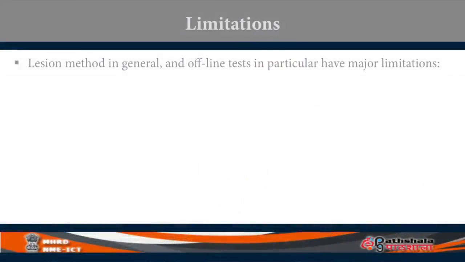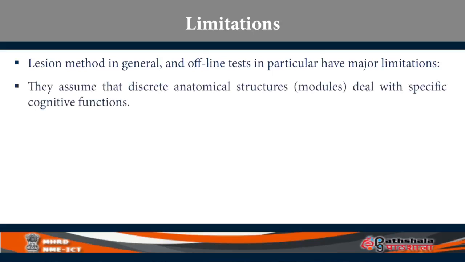The lesion method in general, and offline tests which are based on modular language processing models, have limitations, because they assume that discrete anatomical structures, let us call them modules, either a semantic module or a phonology module, deal with specific cognitive functions. Okay, that turned out to be wrong.